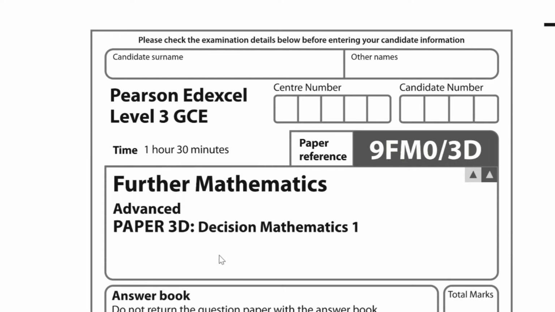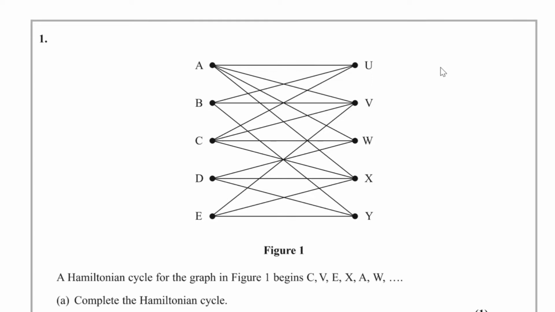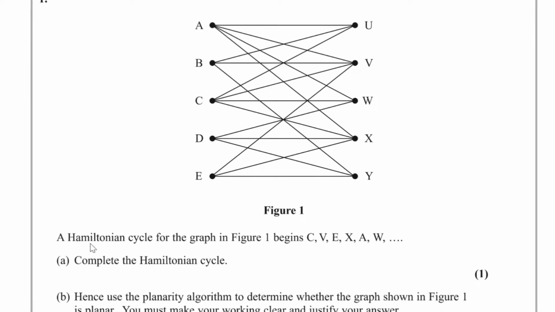This is the EdExcel A-Level Further Maths Paper 3 from the 2021 series, and in this video we will be taking a look at the Decision Mathematics 1 D1 paper. Question number 1. A Hamiltonian cycle for the graph in figure 1 begins C, V, E, X, A, W, etc. For part A, we have to complete the Hamiltonian cycle.